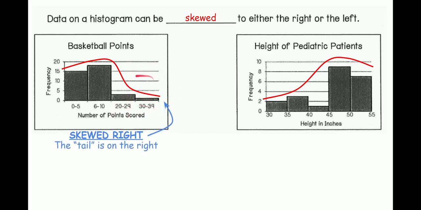Now, what's something that will help you remember? Well, the tail, if you want to call this a tail, is on the right side. So imagine this is a big animal and they've got like a tail dragging on the ground. If the tail is on the right, then it is skewed on the right. Likewise, on this graph right here, it is skewed on the left because the tail is over here. So the tail is on the left. That means it is skewed to the left.